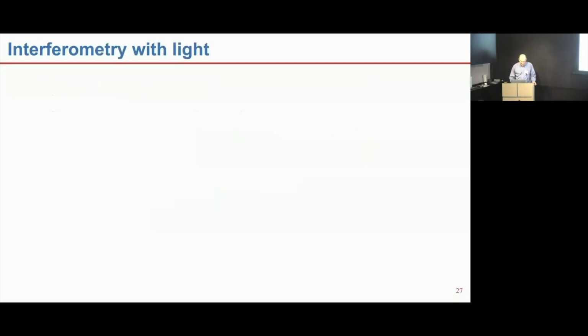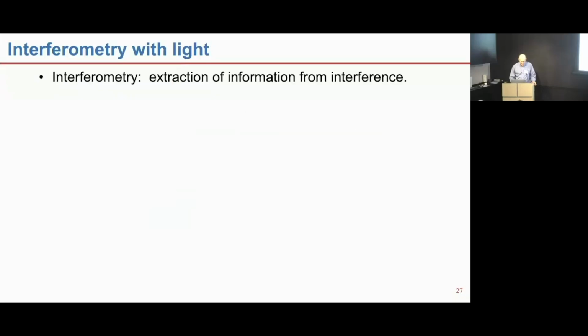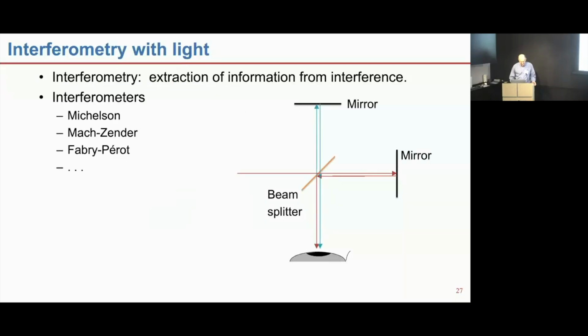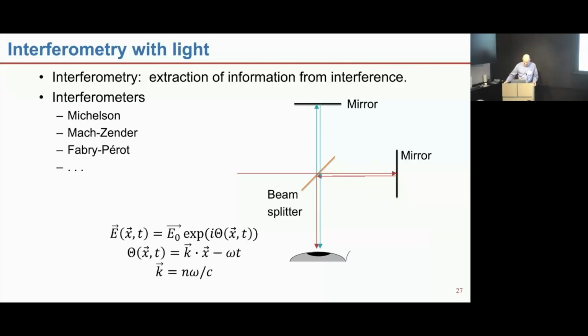So let's go back and think a little bit about interferometry with light. The most common familiar kind of interferometer is a Michelson interferometer. And in a Michelson interferometer, we're extracting information about the electric field, which we can write in this way, where this phase is k dot x minus omega t, and this k and omega are related by the dispersion relation.